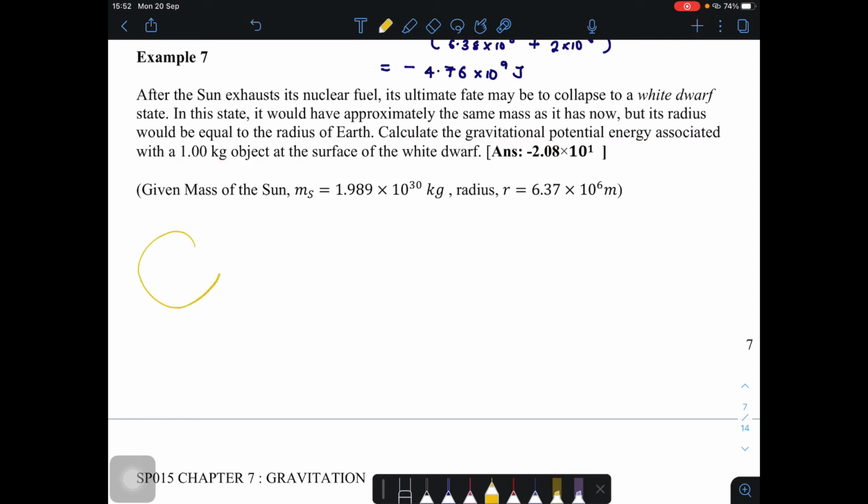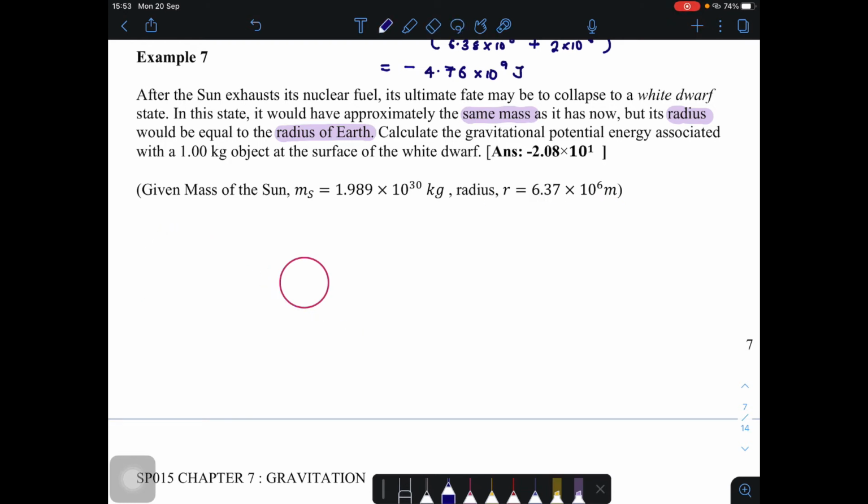Okay, so initially we have a sun, and then this sun collapsed to a white dwarf. So this is the sun and then it collapses to a white dwarf. So now the state we need to look at is this one. This white dwarf has the same mass as the sun, but the radius would be equal to the radius of the Earth. So the mass is the same, which is the mass of the sun, and the radius is the same as the radius of the Earth, which is given here. So this one let me erase.